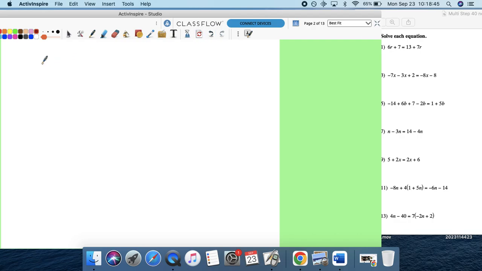Last one, I believe, 17. Oh no, this one's a long one. 8x plus 4 times the quantity 4x minus 3 equals 4 times the quantity 6x plus 4, minus 4. There's everything in this equation.